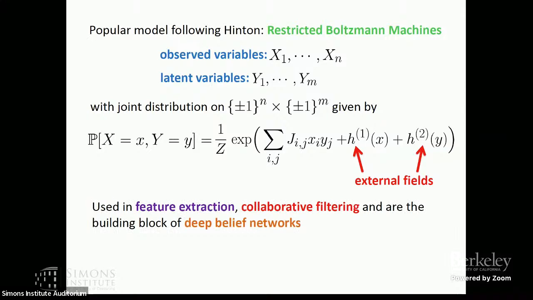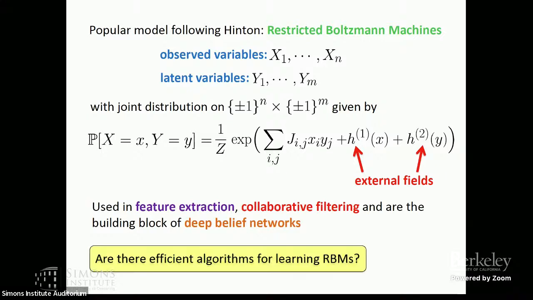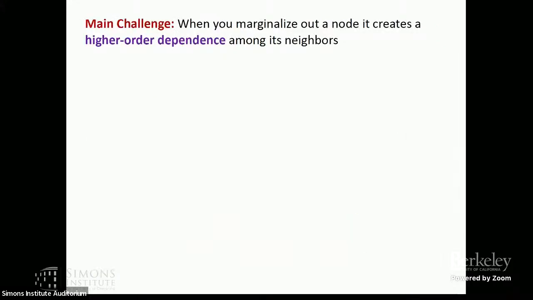So restricted Boltzmann machines are very important in machine learning. They have tons of applications in things like feature extraction and collaborative filtering. Actually, one of their claims to fame is that they were a building block of very early versions of deep learning. Because what you would do is you would take these restricted Boltzmann machines and you would stack them on top of each other as a way to create hierarchically more complicated probabilistic models. But the main question, which I'm going to be interested in, is, are there efficient algorithms for learning restricted Boltzmann machines? And there's going to be one key challenge, which is really going to stymie our attempts.